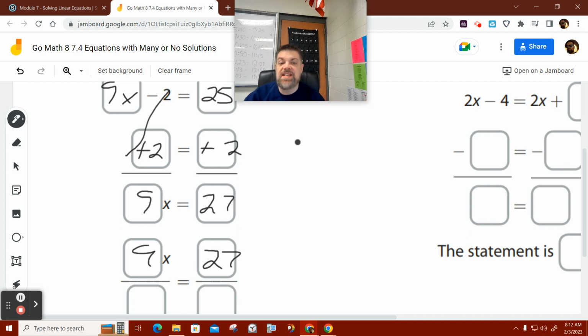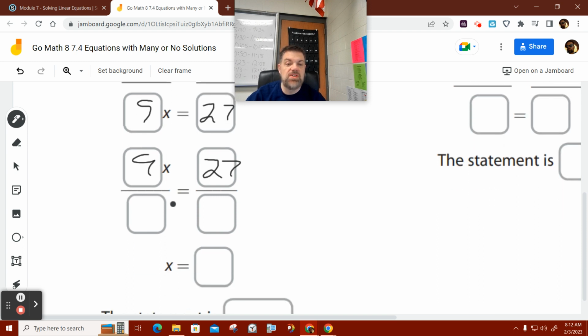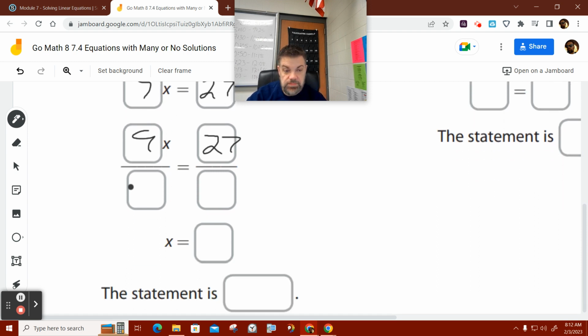I need to get rid of the 9. What's the 9 doing to the x? Multiplying. What's the inverse of multiplying? So what am I moving, the x or the 9? The 9. Only the 9, right? That's the only thing I want to move. So I'm going to divide by 9.